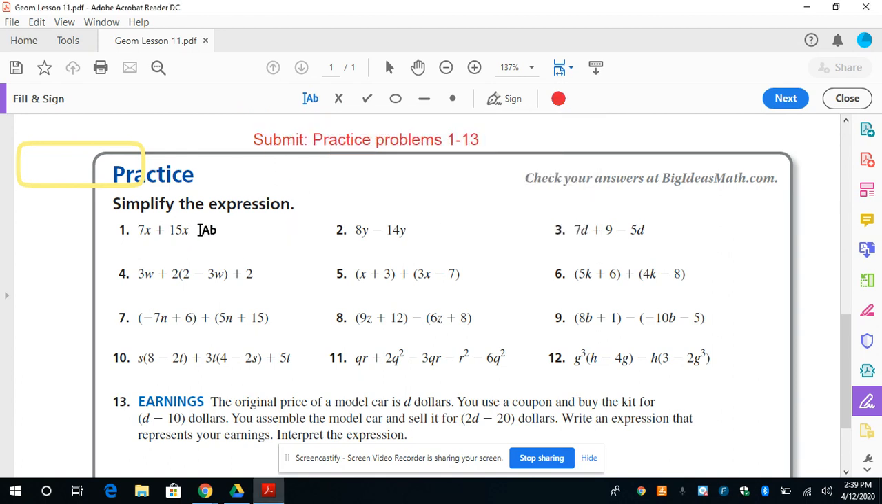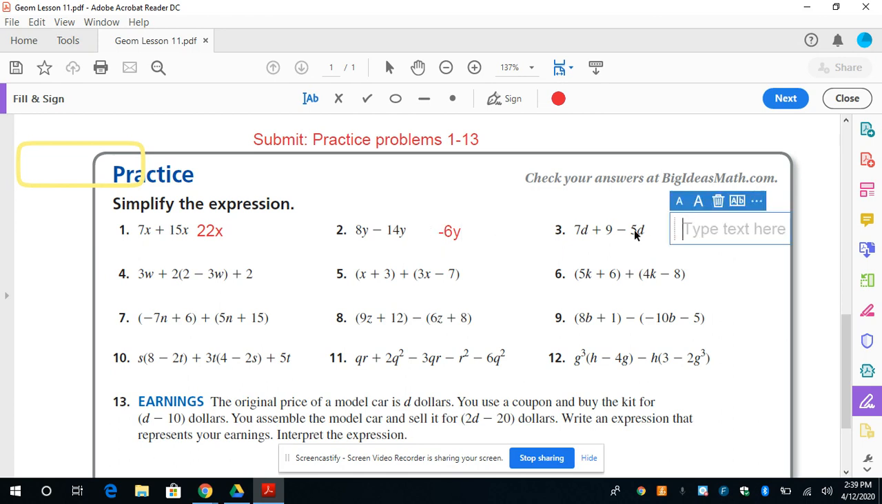So 7x plus 15x, they both have an x term, so we just add the coefficients. So 15 plus 7 is 22x. Keep going. 8y minus 14y. So 8 minus 14, since they have the same variable, we can just take the number. So it's going to be a negative 6y.